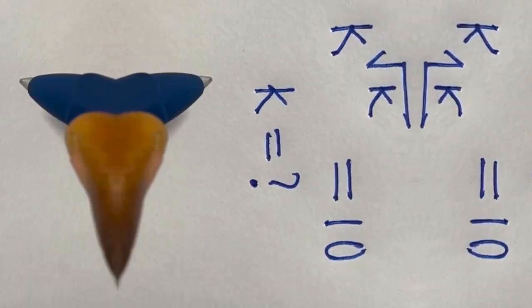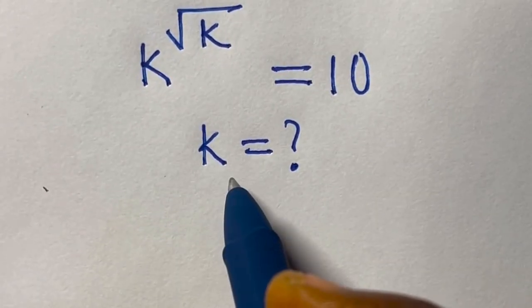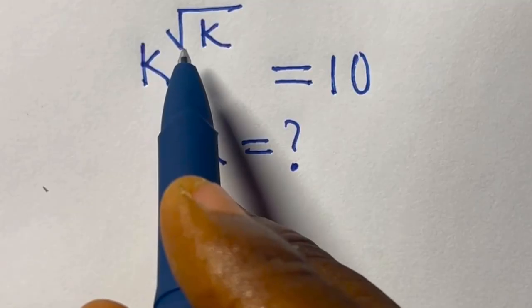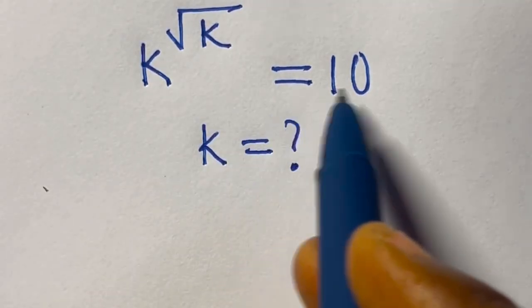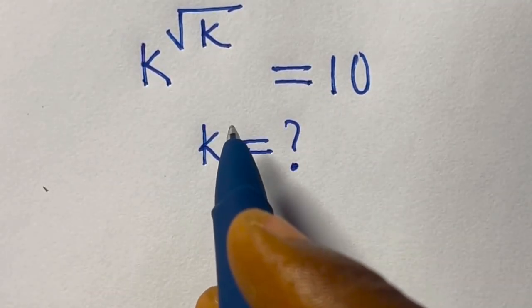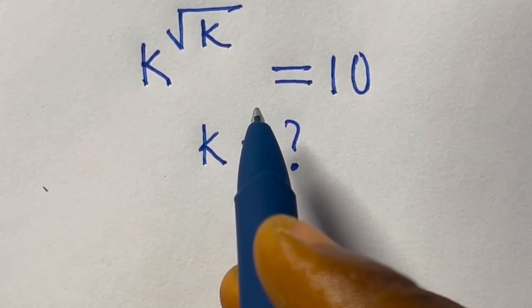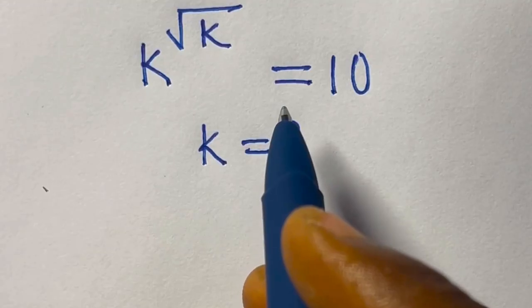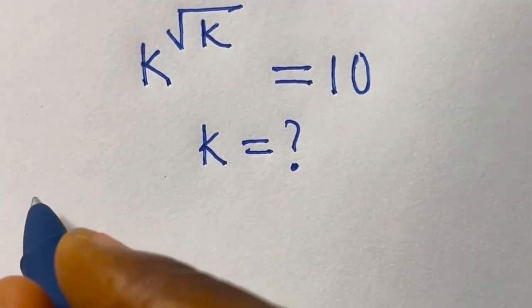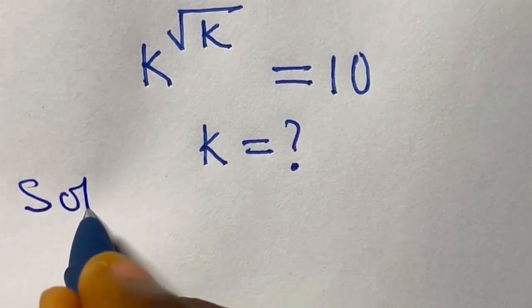Hi guys, we want to solve for k in k raised to power square root of k equals 10. Guys, what if I told you this particular question stumbled 99% of math students? However, let's solve it together. Let's say solution.